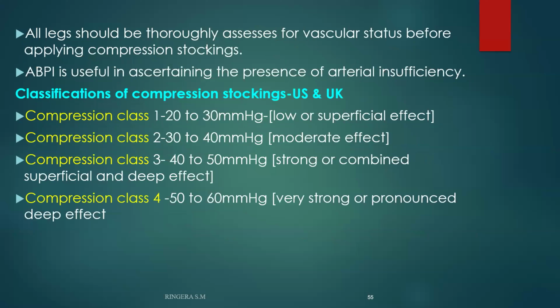We have four classifications of compression stockings. Class 1 will give you between 20 to 30 millimeters of mercury of pressure. Class 2 will give you between 30 to 40, and class 3 will give you between 40 to 50. And class 4 gives very high pressures, up to 60 millimeters of mercury. This is the class that we call very strong or pronounced deep effect products.